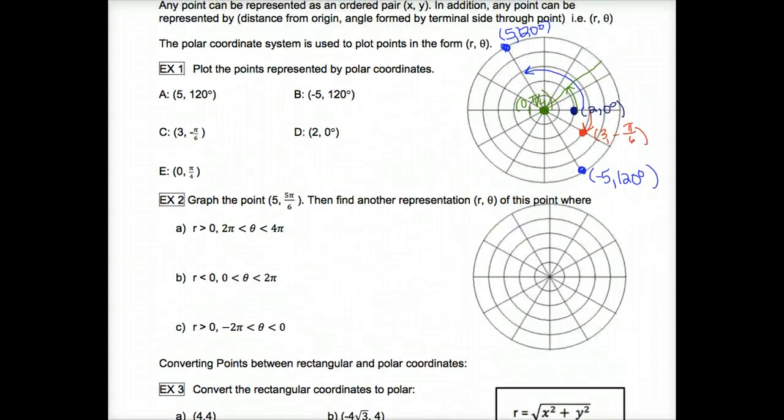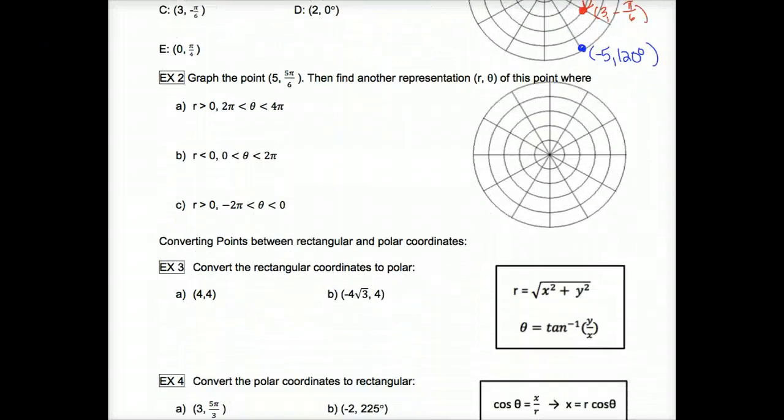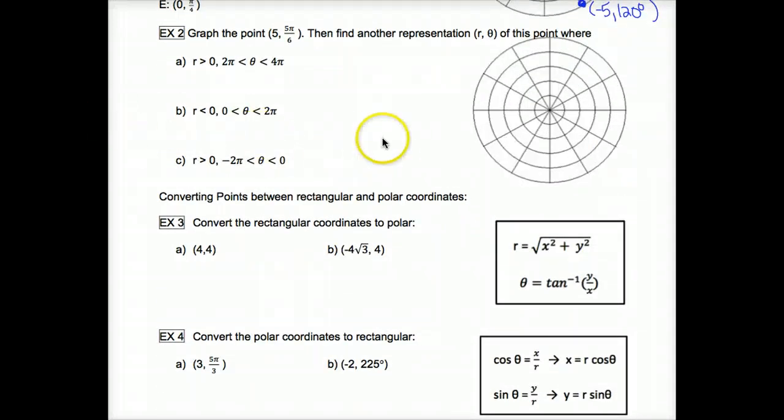Another thing we need to be able to do is find equivalent points in polar form, which is what example 2 does. The first thing it wants us to do is graph the point (5, 5pi/6). So 5 pi over 6 lands here as an angle, and then 5, so 1, 2, 3, 4, 5 spots out on the terminal side. So this is (5, 5pi/6).